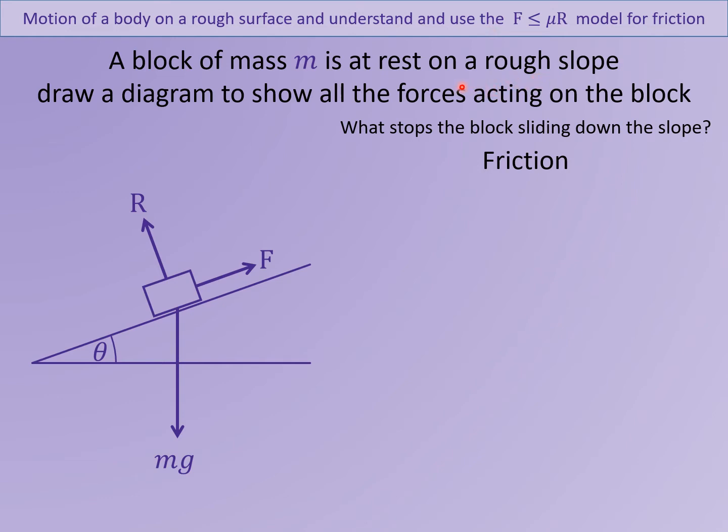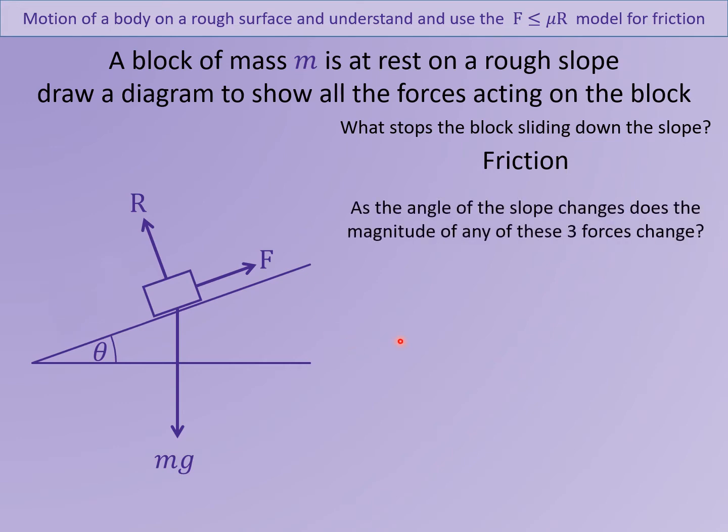Most of the things we've dealt with at the moment have all been smooth slopes. So in the situation where it's a smooth slope, there's no friction. But as soon as it's rough, there is this extra frictional force that's pulling up the slope. Okay, right. As the angle of the slope changes, does the magnitude of any of those three forces change? So is the magnitude of any of those three forces dependent on the slope, is the question.